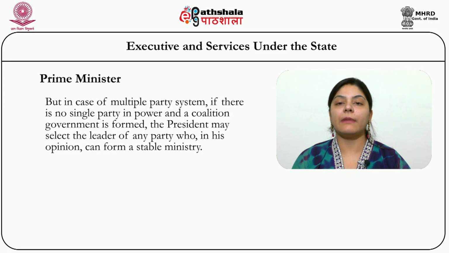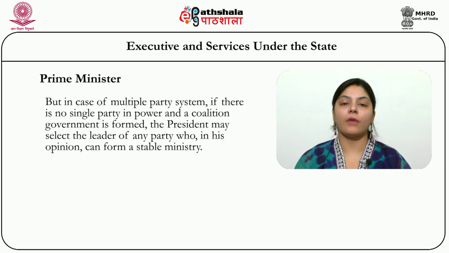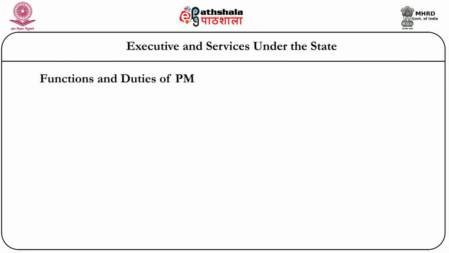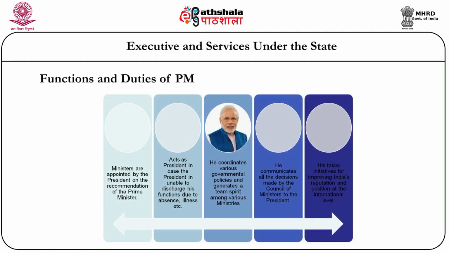But in case of a multiple party system, if there is no single party in power and a coalition government is formed, the President may elect the leader of any party who, in his opinion, can form a stable ministry. Then we will be discussing the functions and duties of the Prime Minister. The Council of Ministers at the union level are appointed by the President on the recommendation of the Prime Minister. The Prime Minister acts as President in case the President is unable to discharge his functions due to absence, illness, etc.